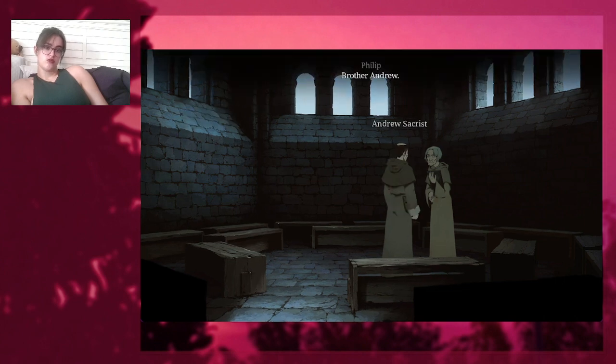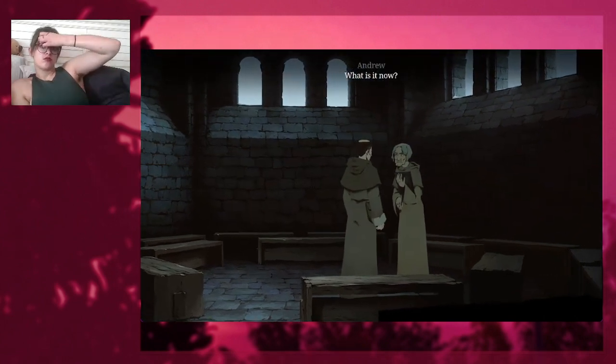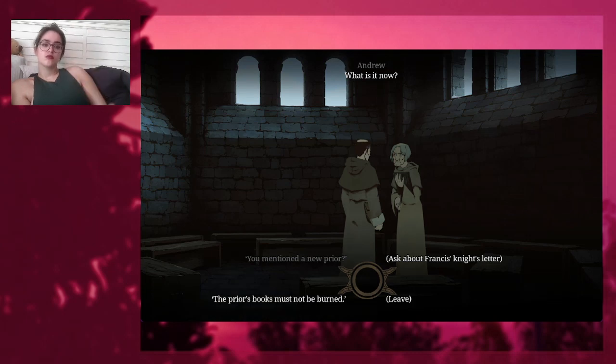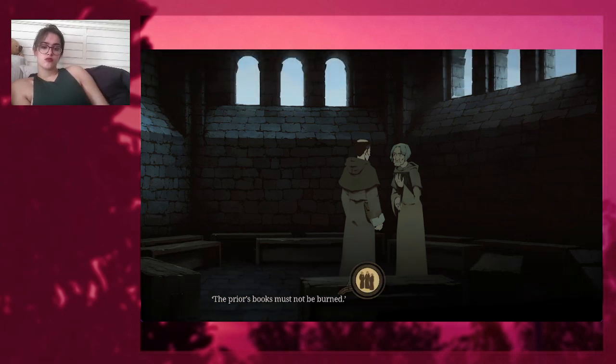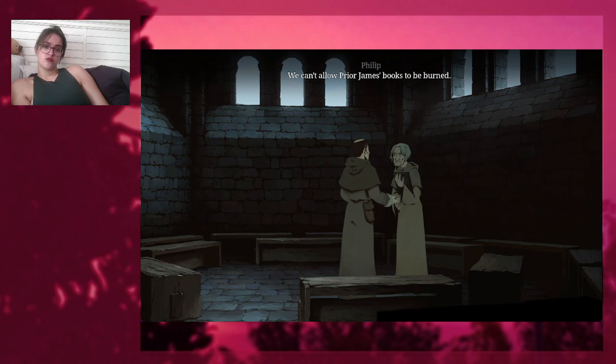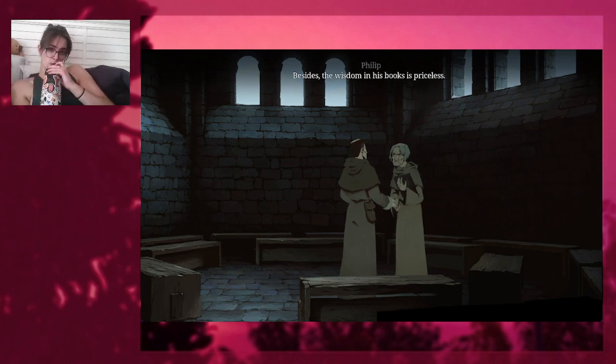Brother Andrew, what is it now? We can't allow Prior James's books to be burned. That, Philip, was Prior James's wish. This priory is in debt, and without the ledgers and documents, that will never change. Besides, the wisdom in his books is priceless. It is not up to you to make decisions in this priory, Brother Philip.